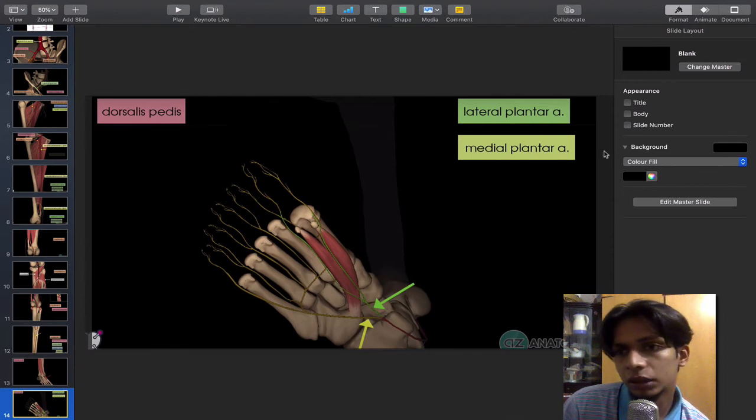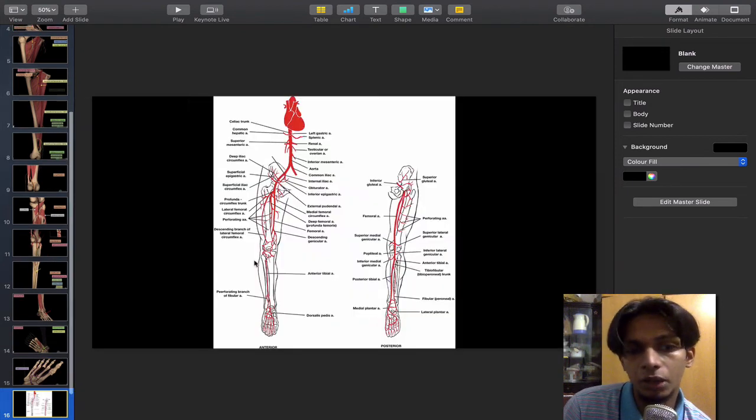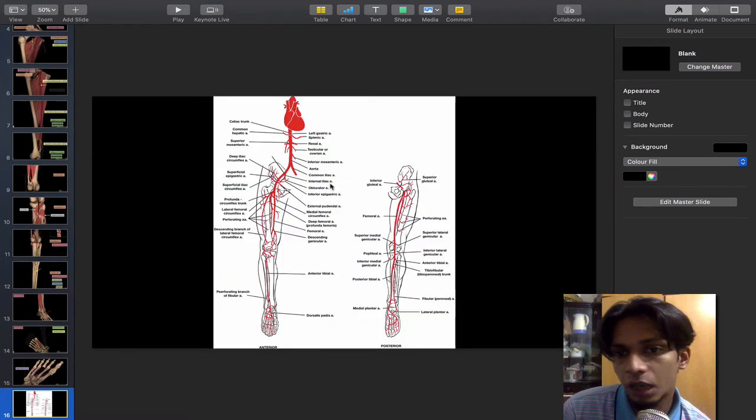Now this plantar surface has an arch formed by arteries, which is supposed to be formed by the anastomosis of dorsalis pedis and lateral plantar artery. Now this is the deep plantar arch. So this is the name, and this is the diagram. That this deep plantar arch is formed by dorsalis pedis and lateral plantar artery. And here we are again.